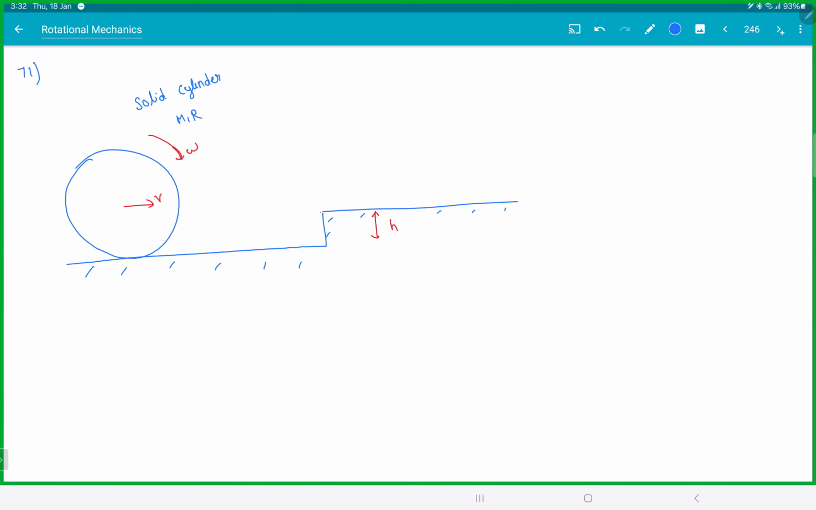That means when it is going to hit this step, it will rotate about this point here. So let's call this point A. The cylinder hits the step and rotates about A. Basically, e is equal to 0, it sticks. Find V minimum so that it climbs the step.